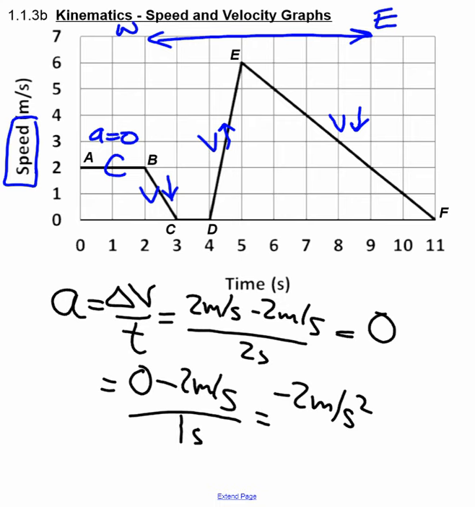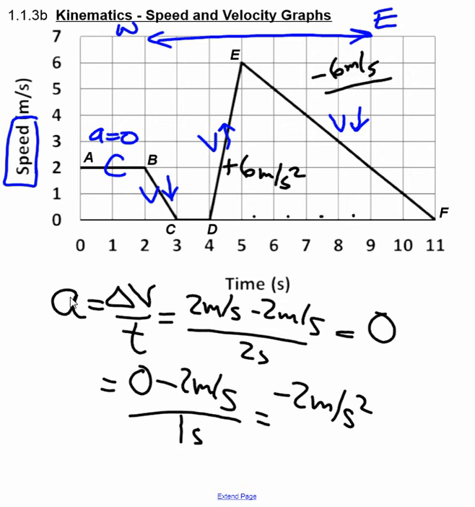Looking at interval CD, the acceleration is 0. If we go from D to E, it's going to be positive 6 meters per second squared. And if we look at interval EF, we've got a change of minus 6 meters per second over a time of 1, 2, 3, 4, 5, 6 seconds, which would be minus 1 meter per second squared. So the greatest magnitude acceleration here is during interval DE. And this should make a lot of sense because it's got the greatest slope.